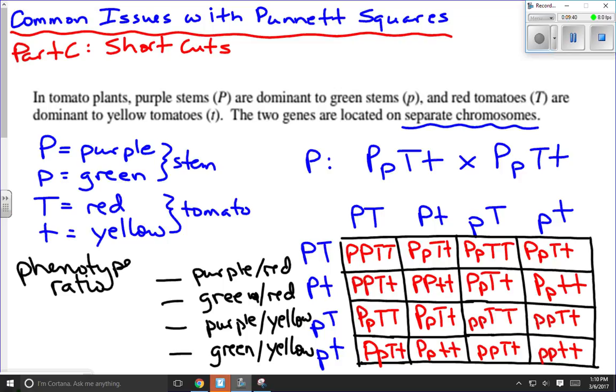So if we figure out the number of purple and red, 1, 2, 3, 4, 5, 6, 7, 8, 9 that are purple and red. And then green and red. Green and red would be 2 little p's and at least 1 big T. 1, 2, 3 of those.